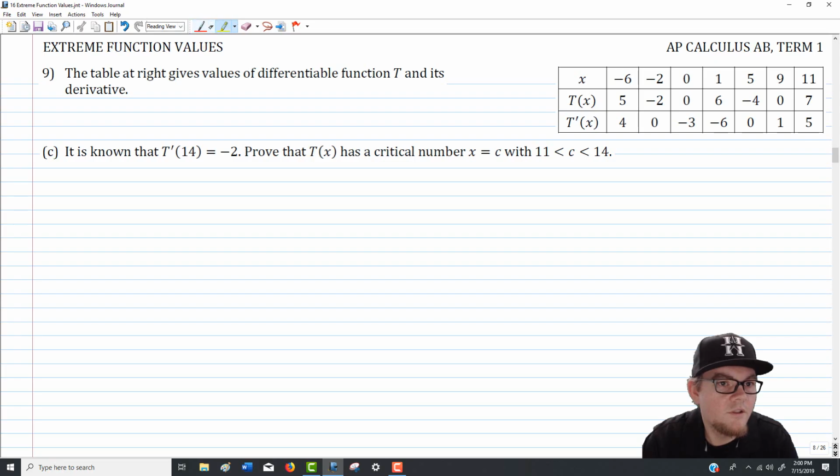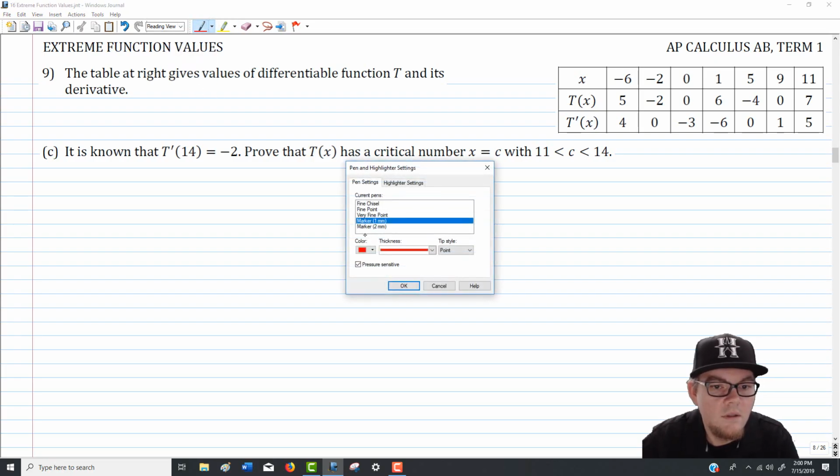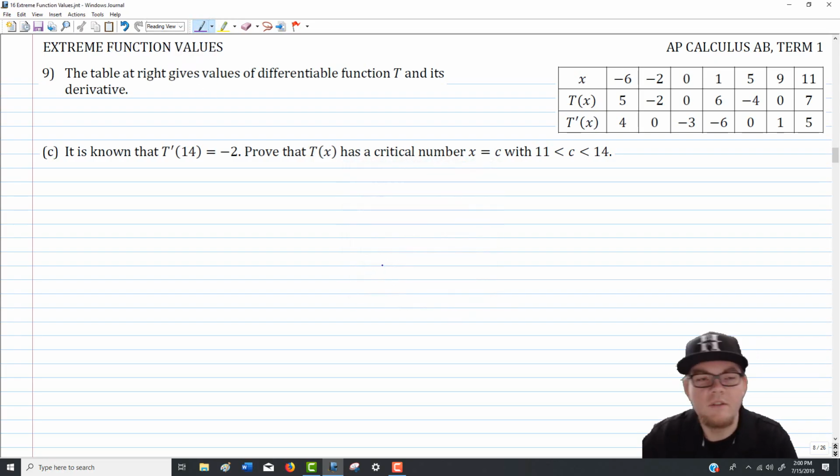Okay, this next question brings us to question 9C. It says next, ooh, I love this question. This is one of my favorite ones that I wrote. It is known that t prime of 14 equals -2. We're looking over at our table. Whoever made the table did not have time for that, so they didn't even make that. But now we know. T prime of 14 is -2.